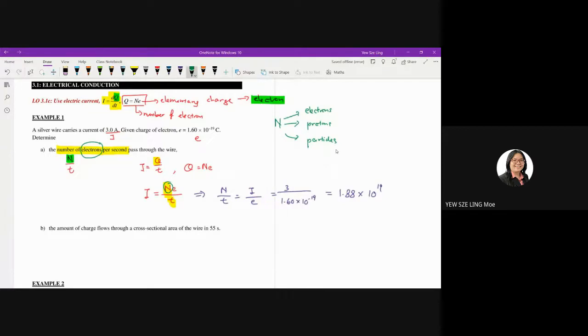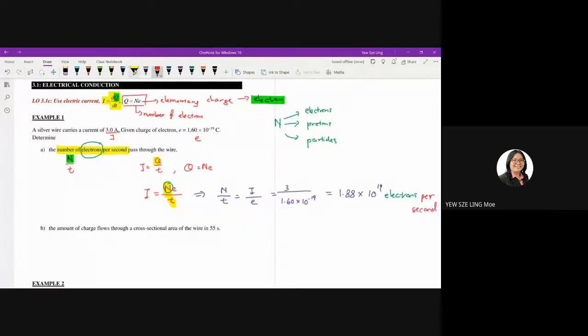Right? So if the question, for example, asks you to calculate the numbers of tables in a class, then n will have the unit tables. All right? So in this case, since the question asks you to calculate the numbers of electrons, therefore the unit for n is electrons. And then per second, because it's n over t.